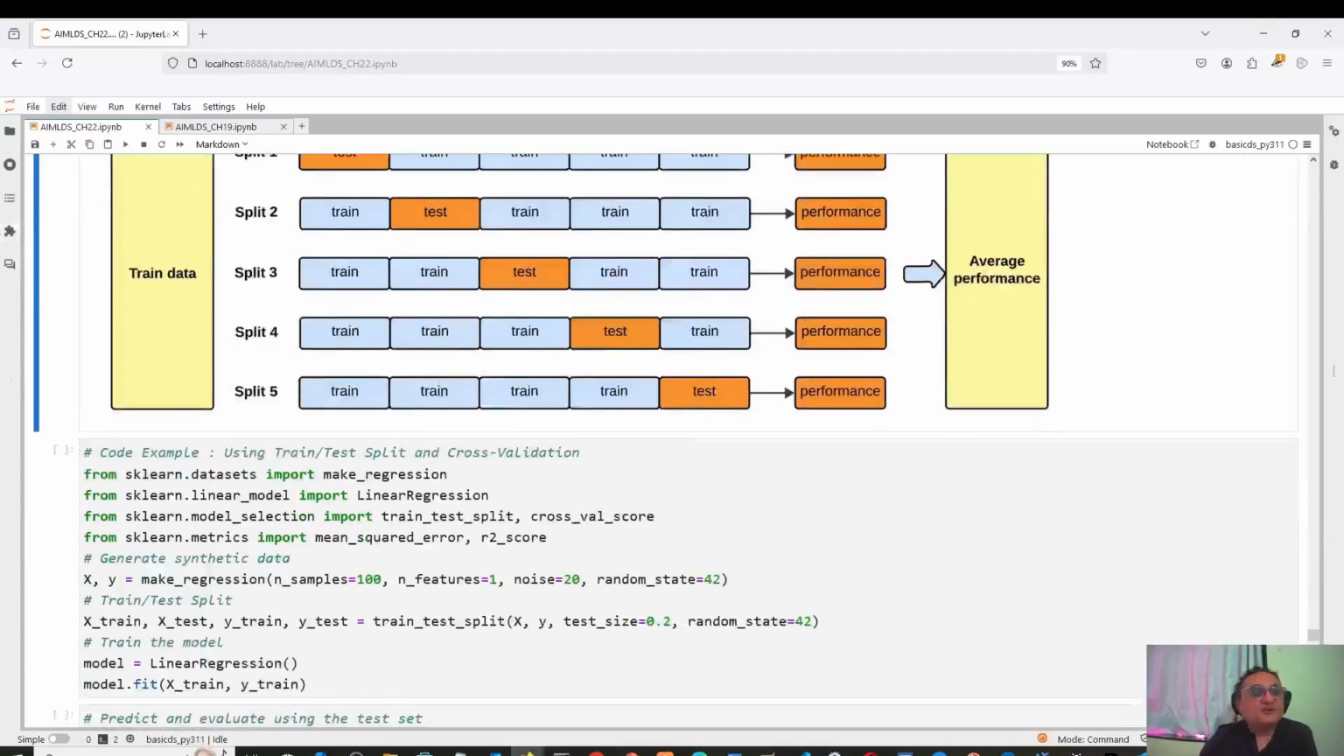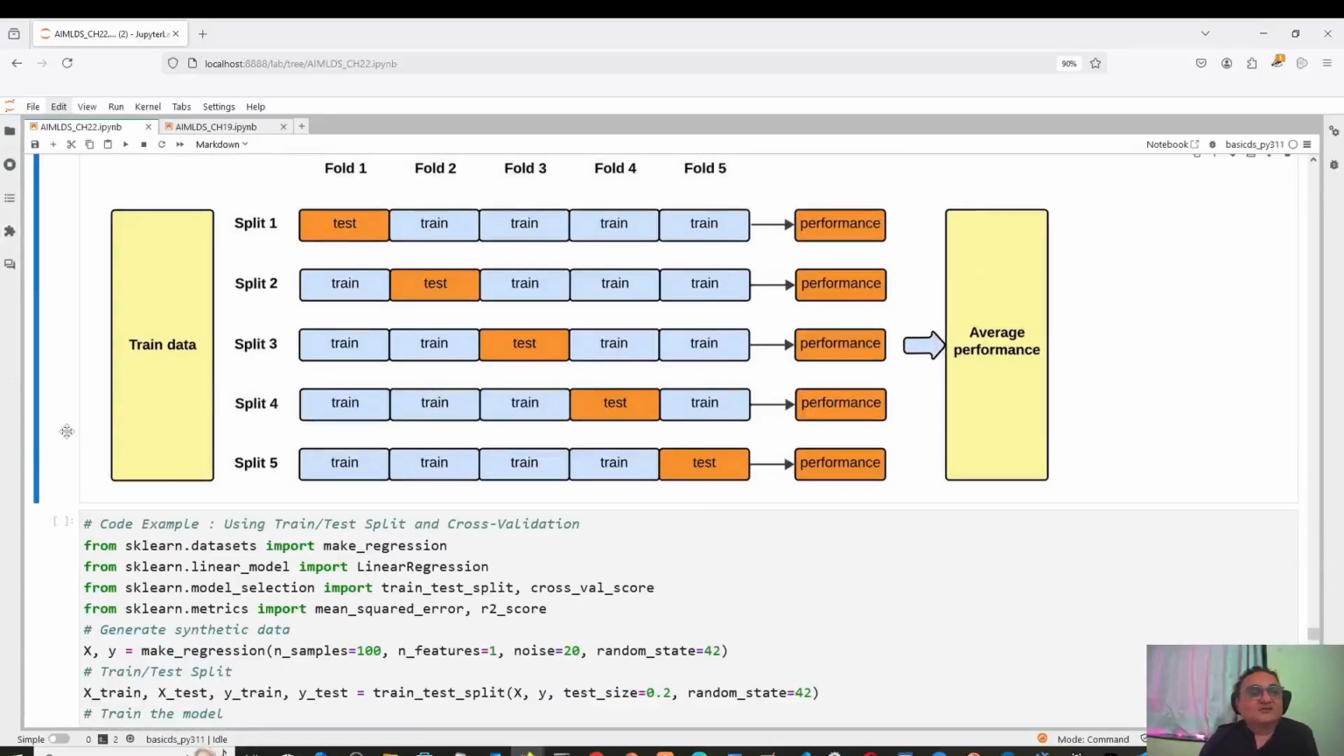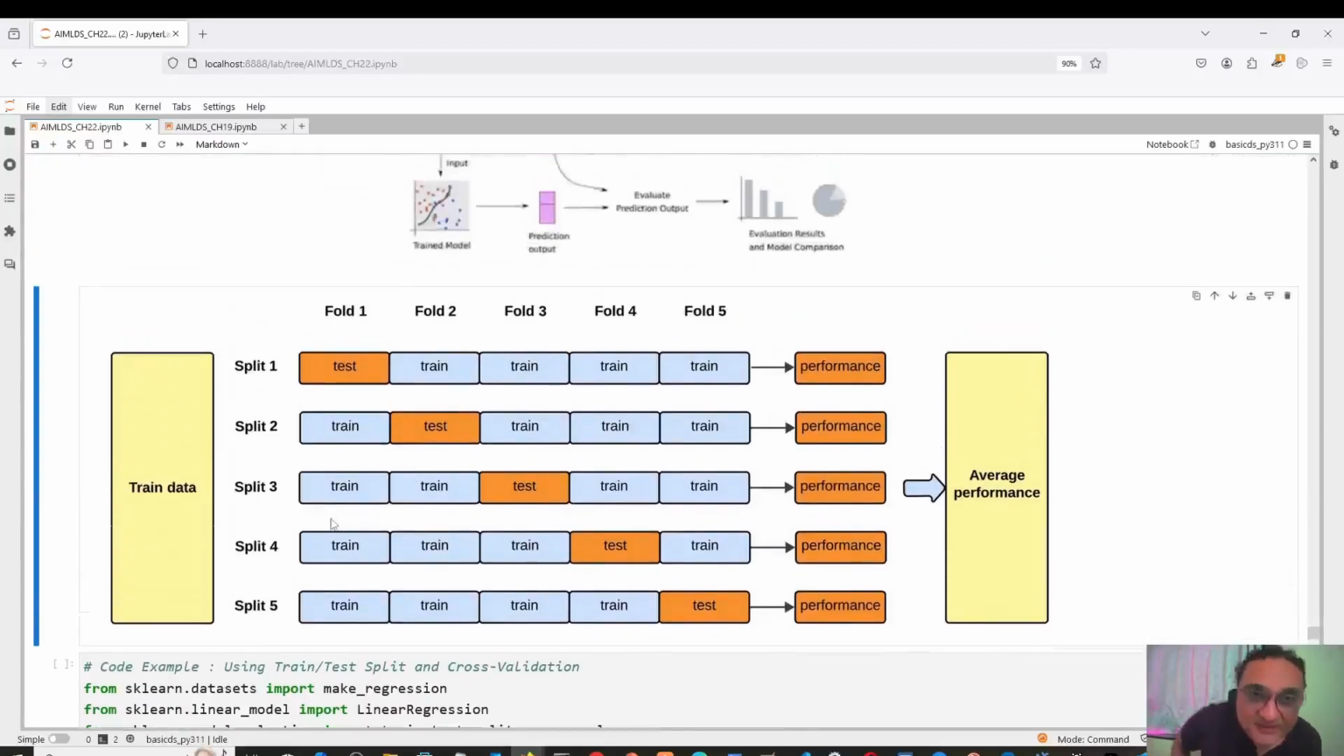Then in split 4, you take the fourth fold as your test set, and the first, second, third, and fifth sets of 200 rows are taken as the train set. And in the last split, you take the top 4 folds of 200 rows each as your train set, and the last set is the test set. So ultimately you are doing train test split only, but this makes the process more robust.